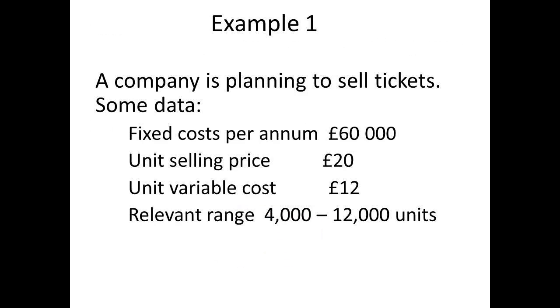Now we can start our worked example. The data given is for a ticket company with fixed costs of £60,000, a unit selling price of £12, and the range in question is 4,000 to 12,000 units for sales.